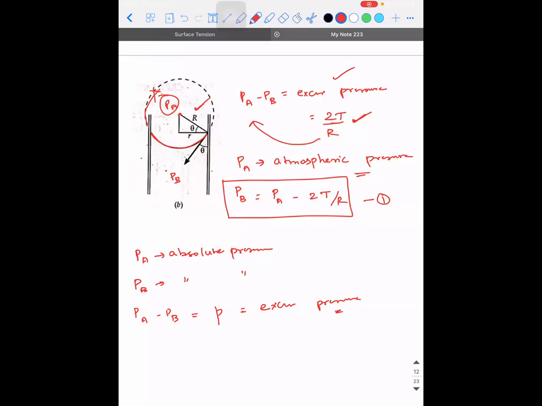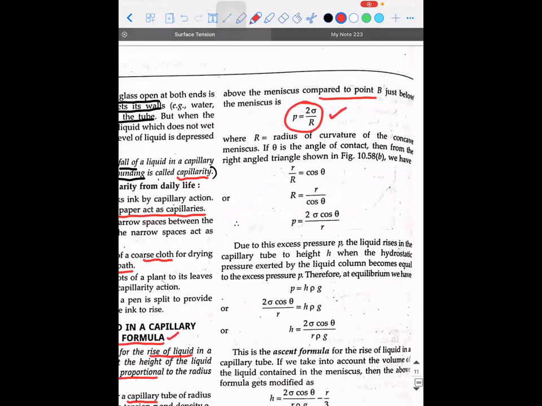So if PA is the atmospheric pressure, then what will be the value of PB? PB will go to the other side, and 2T by R will come to the other side. So what will that value be? It will be PA minus 2T by R. That's what I wrote here. Are you clear? Yes, sir. Yeah. So that's the point they have given. I'm just reading out what they have given.